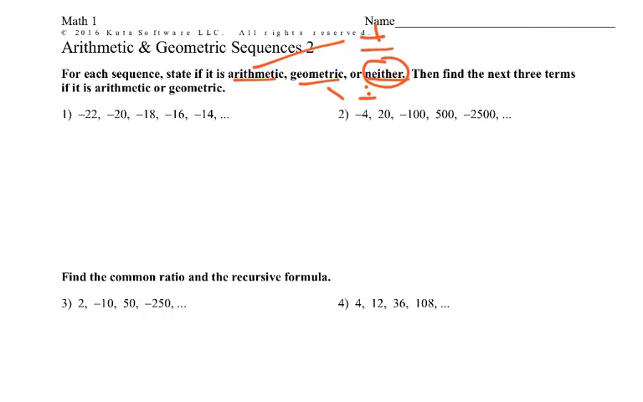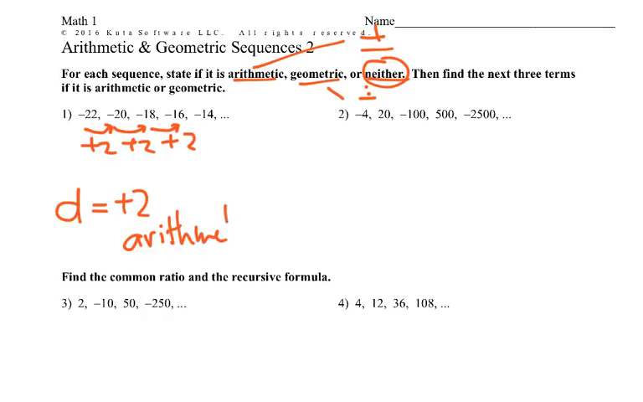So the first thing to do is to look to see if you can do it arithmetically. What is that constant difference? Is there a constant difference, the number that you're adding by? Negative 22 to negative 20, we would add 2. Will that get us to negative 18? Yep. To negative 16? Yep. So it does have a common difference, which means it's arithmetic. So to finish it out, negative 12, negative 10, and negative 8.